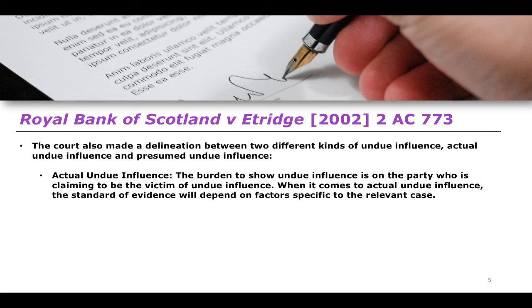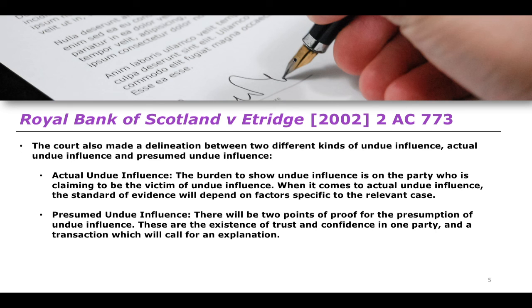When it comes to such cases of actual undue influence, the standard of evidence will depend on the factors specific to the relevant case. And then on the alternative, where there is presumed undue influence, there will be two points of proof for the presumption of undue influence. These include the existence of trust and confidence in one party, something akin to a fiduciary relationship, and secondly, a transaction which may call for an explanation. Again, something that we're going to focus on in more detail when we get to that lesson in the future.